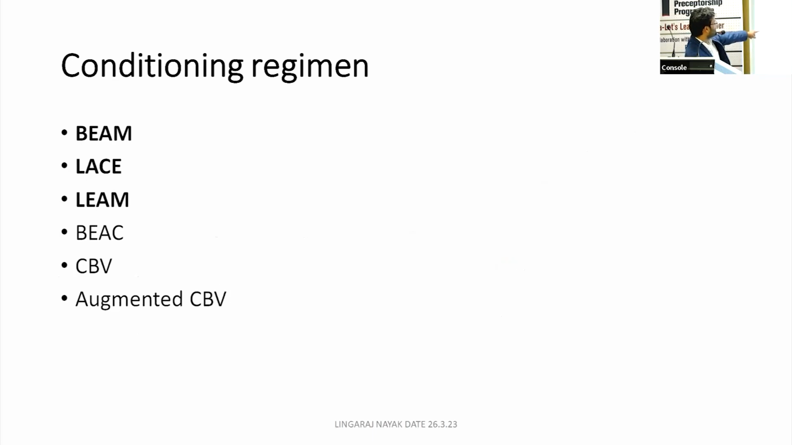They just replaced BCNU with lomustine, and CVB is something which came from Stanford. LACE came from Hammersmith, and BEAM came from the UK. So these are the various centers that have contributed these regimens. The doses used in these regimens are probably arbitrary. There is no data on why these doses were used, and no pharmacokinetic studies were done to establish that this is the right dose for conditioning.